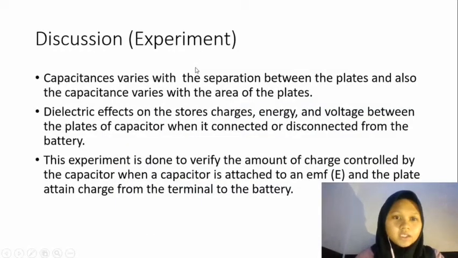Okay. In the experiment discussion part, the role of this experiment tool is, first, that capacitance varies with the separation between the plates, and also the capacitance varies with the area of the plate. The second is the electric effects on the stored charges, energy and voltage between the plates of a capacitor when it is connected or disconnected from the battery. This experiment is done to show the amount of charge held by the capacitor when a capacitor is attached to an EMF, and the plate attains charge from the terminal of the battery.